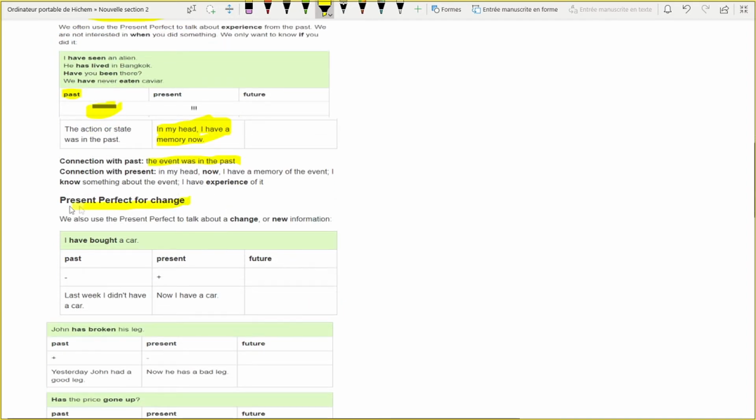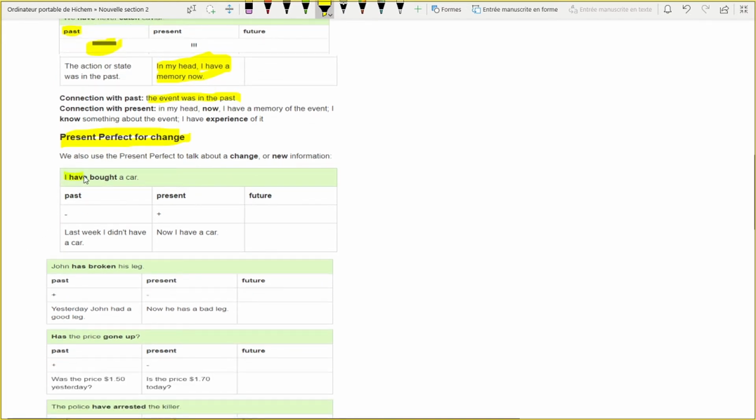Now the second case, the present perfect for change. We use the present perfect to talk about change or new information. For instance, you say, "I have bought a car." We know that you have bought it not right now, so you bought it certainly in the past since you are stating it right now. It means you already have it.